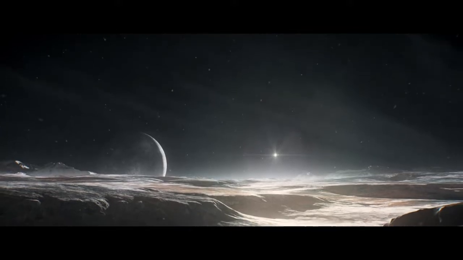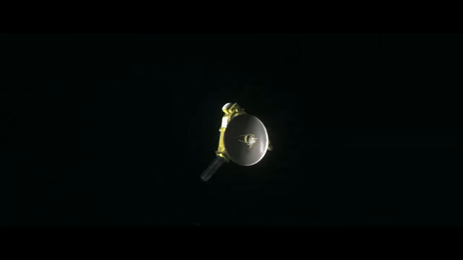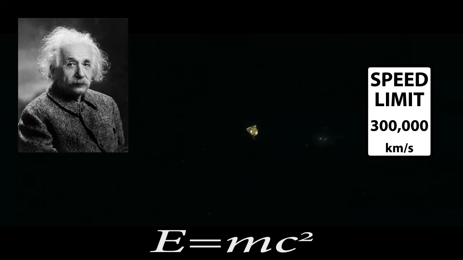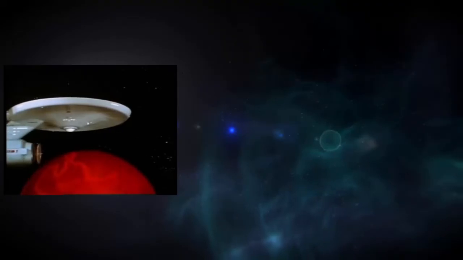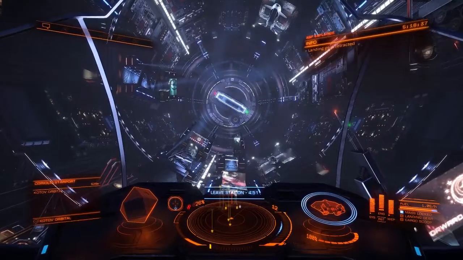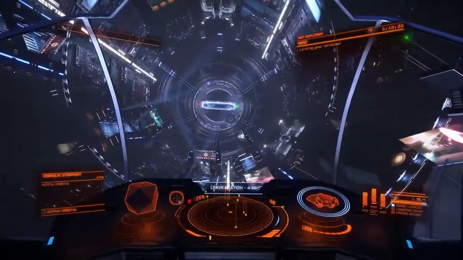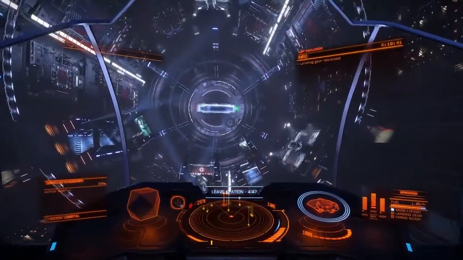In that video, we also took a look at the laws of physics that prevent us from accelerating beyond the speed of light. In short, Einstein's theory of relativity shows that there is an inherent speed limit to the universe, that objects cannot travel faster than the speed of light. But if speed is limited by the laws of physics, then how does space travel in Star Trek, Star Wars, and Elite Dangerous work? This is where some more theoretical technology comes into play.